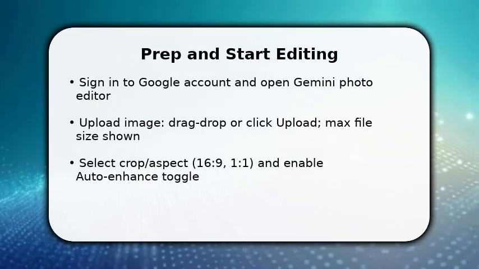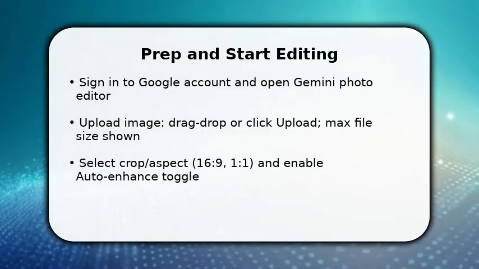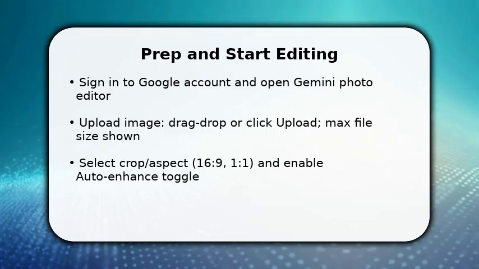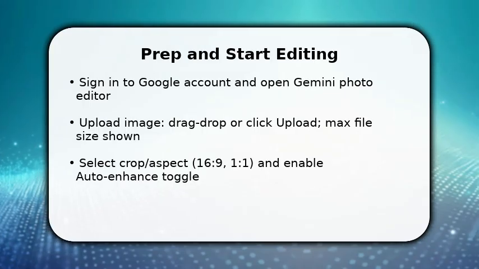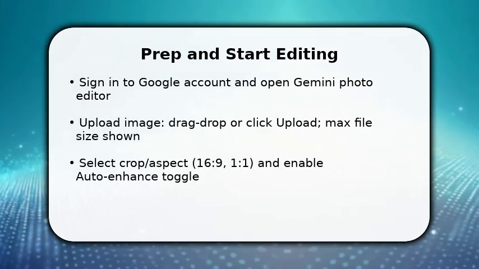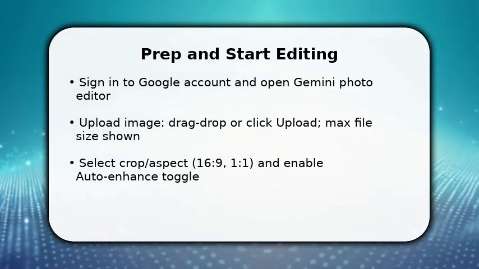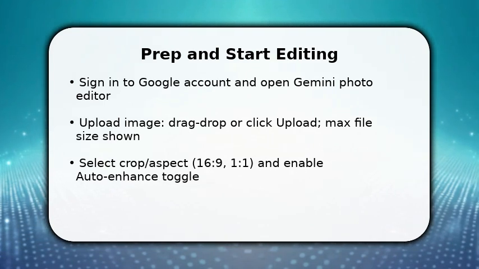Make sure Auto Enhance is on if you want a quick baseline correction. It fixes exposure, color, and contrast automatically. Now select the primary subject with the lasso or click Select Subject. This isolates edits, so changes won't affect background areas.